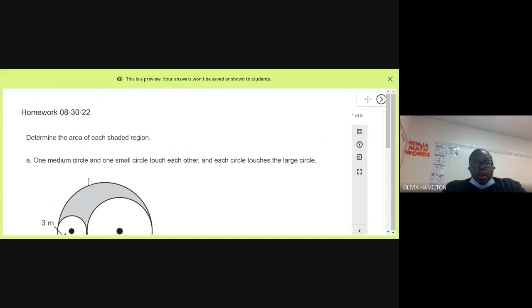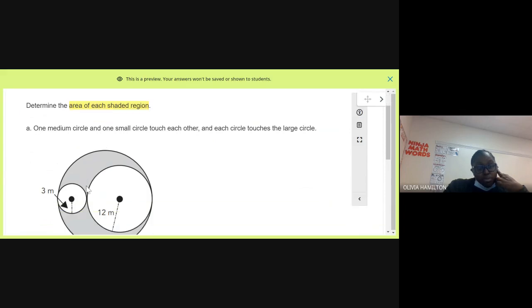Now we've read the entire problem. Let's underline our question, or since this one doesn't have a question, we're going to highlight, because I can't underline on here, but I can highlight what it's asking me to do. It's asking me to find the area of the shaded region. I don't know why it says each shaded region, although it is split in 2 because you got this part over here and you got this part. So we're looking for the area of the shaded region.